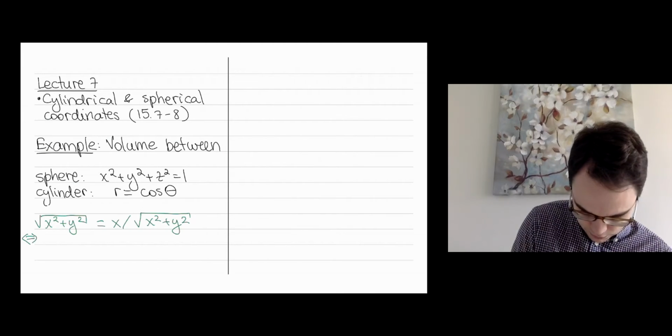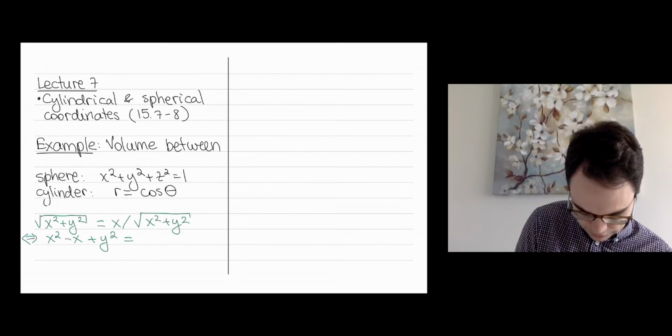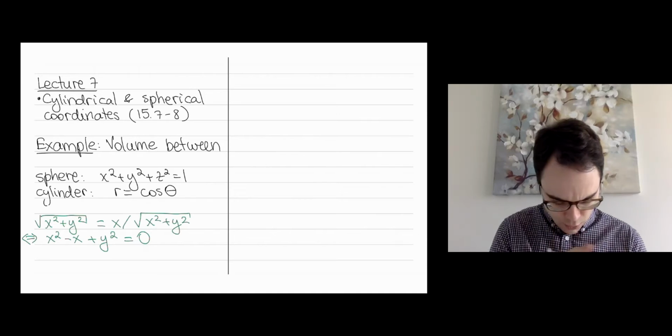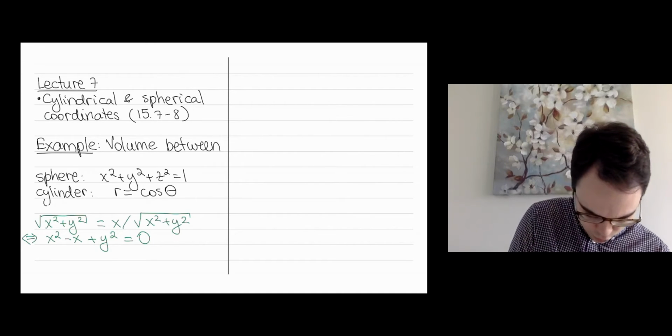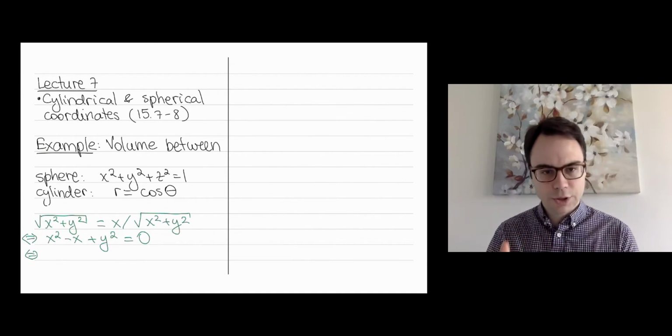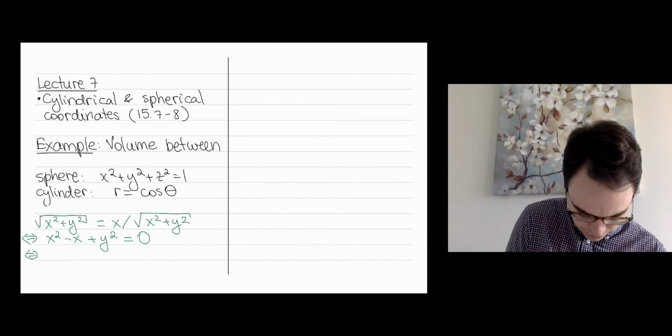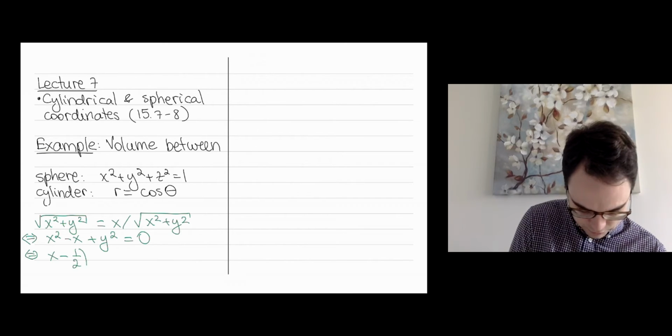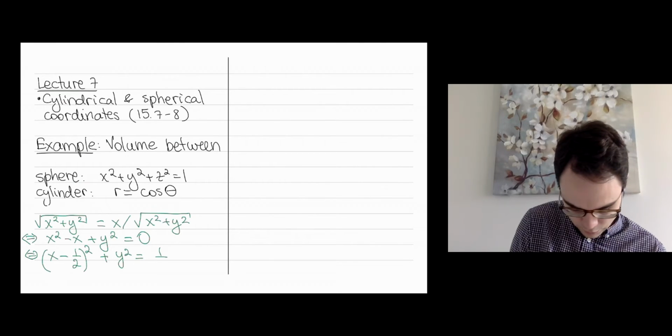If I multiply both sides by the square root, I get x squared plus y squared equals x. Let me just move x to the other side. Then I get this equation. Now what I'm going to do is add a quarter to both sides of this equation to complete the square. If I add a quarter to both sides, I get x minus a half squared plus y squared equals 1/4.